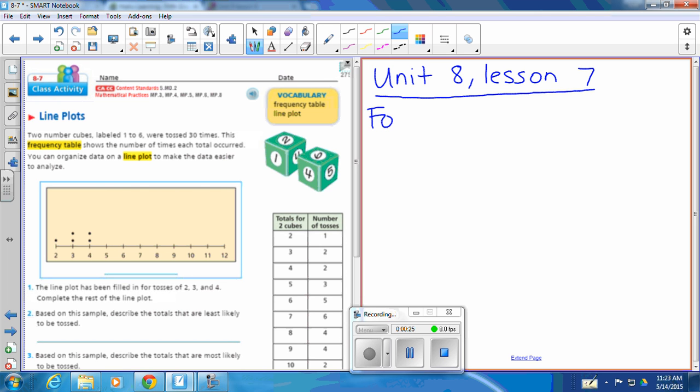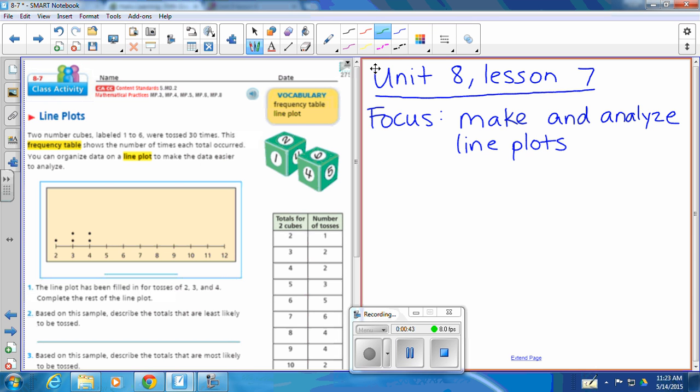So our focus today is to make and analyze line plots. Okay, so first of all, we know make means that we're going to create something. Okay, so we're going to actually plot line plots from a set of data. Analyze means that we're going to think about it and interpret that. What information can we get from that line plot? How can we read it?